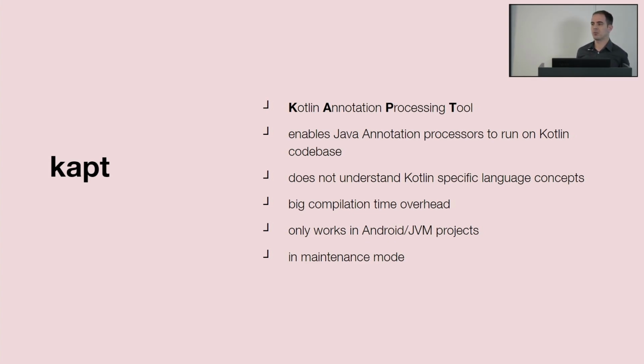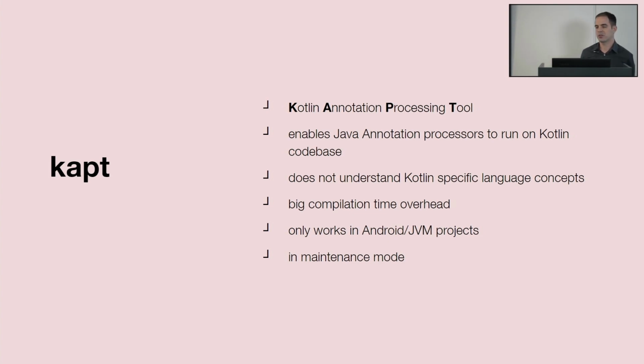It is a very useful tool because a lot of pre-existing libraries which were written for Java are very useful for Kotlin as well. For example, Dagger, which is a dependency injection library, was a Java annotation processor at first, and you could bring this library to the Kotlin code base using this tool. However, this tool has a lot of limitations.